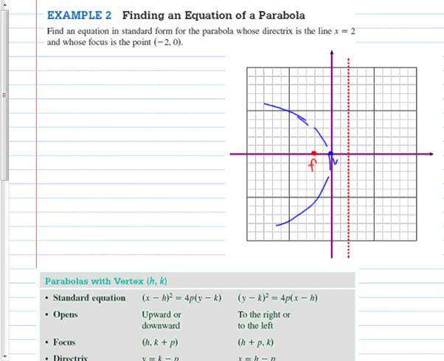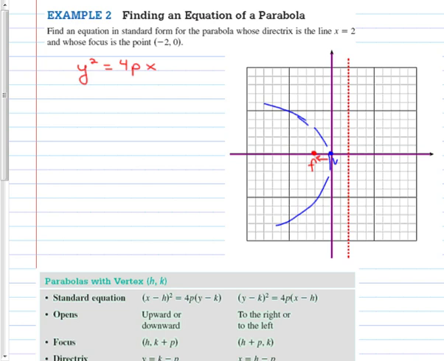I have a directrix parallel to the y-axis. It's in the form y squared equals 4px. I know it fits that form. And because I go left from the vertex to get to the focus, I know my p-value is a negative value. And that p distance, well, how far is it between the vertex and the focus?